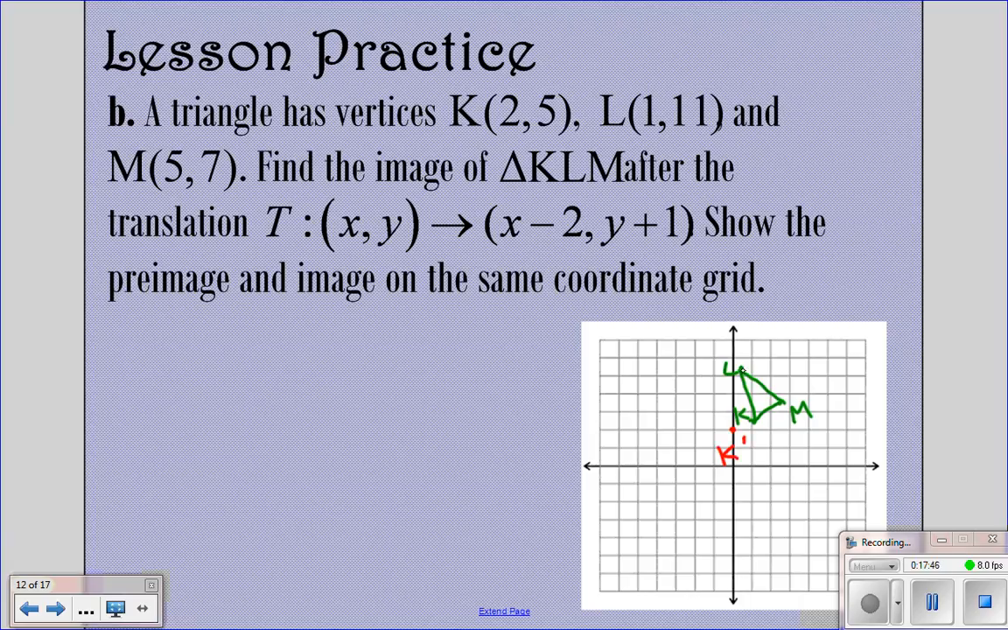Our L is going to go to the left 2 and then down 1. So it would be right there. And then our M to the left 2 and down 1. So it would be M prime right there. And then you connect your vertices to make your new image. And so that would be your pre-image and image on the same coordinate grid.